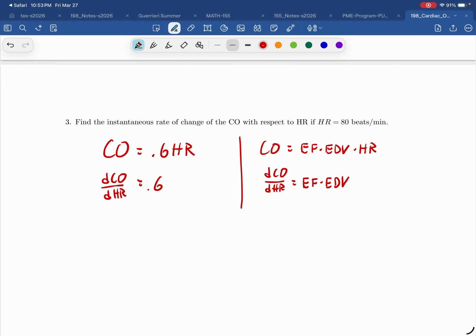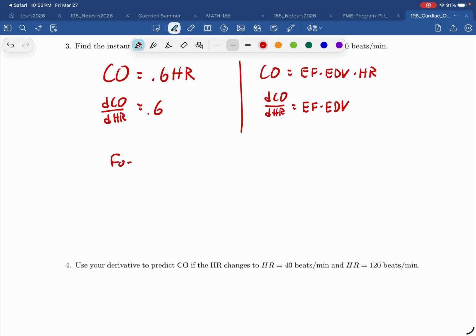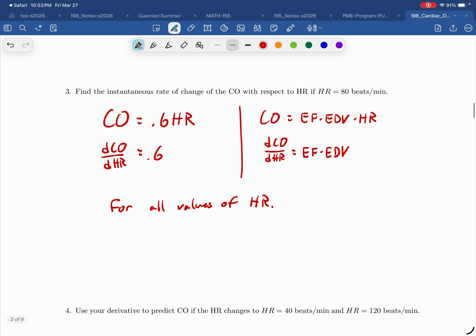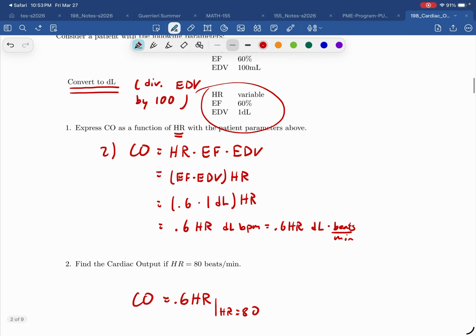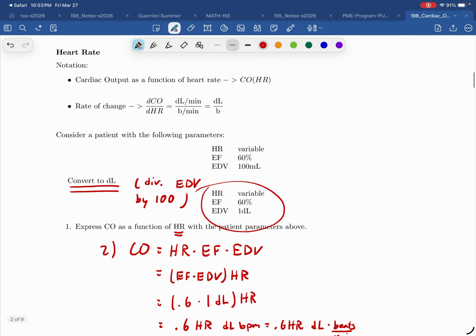And really you could just say for all values of HR. Okay. Now, one last question though is what are the units for the derivative? Well, you think of the units as you do with division, right? The derivative is really a limit of a quotient.